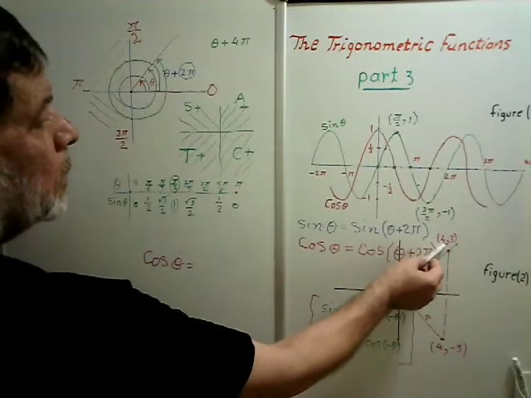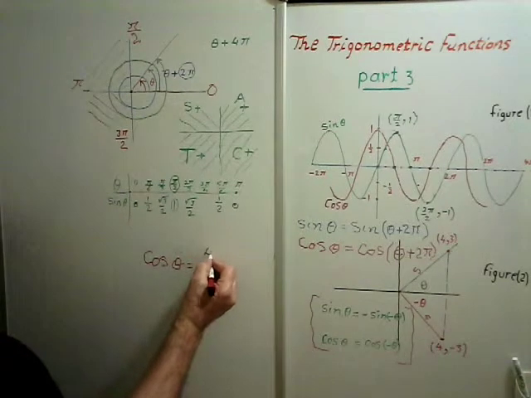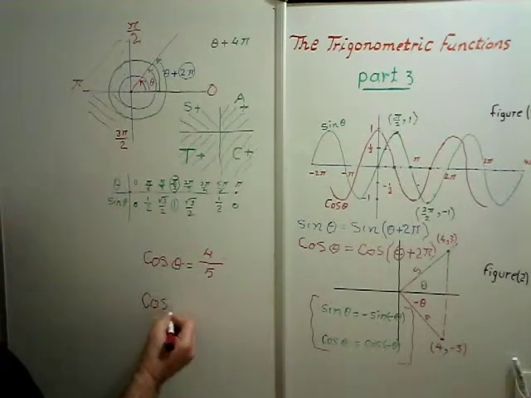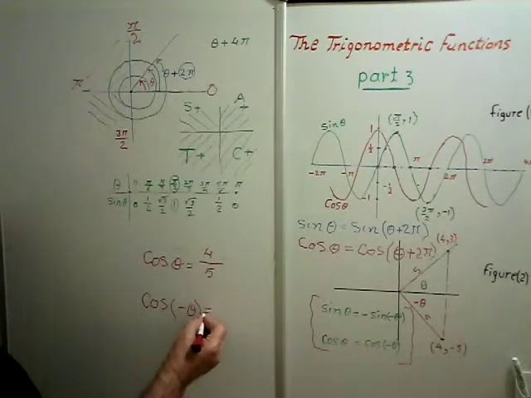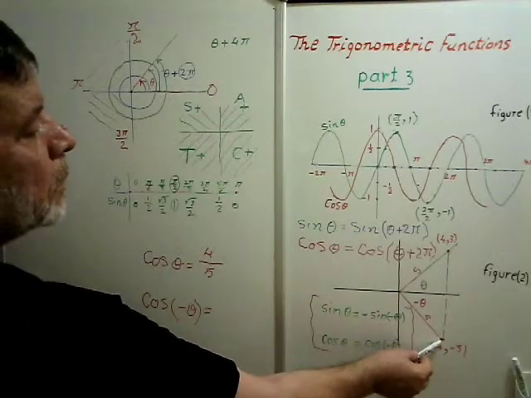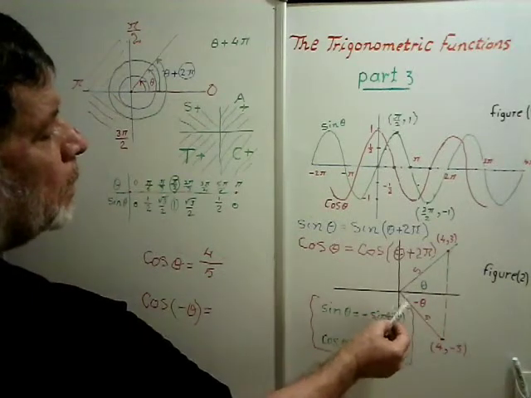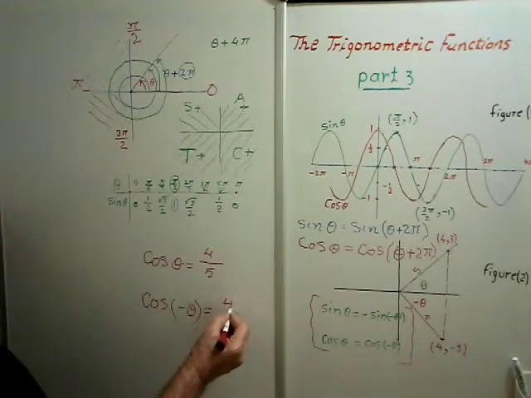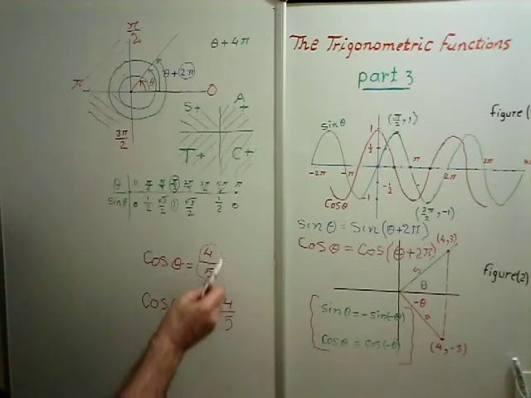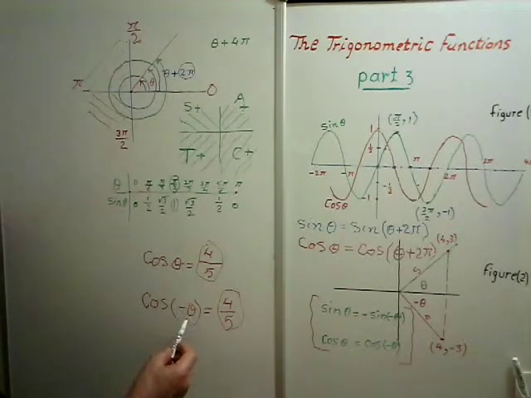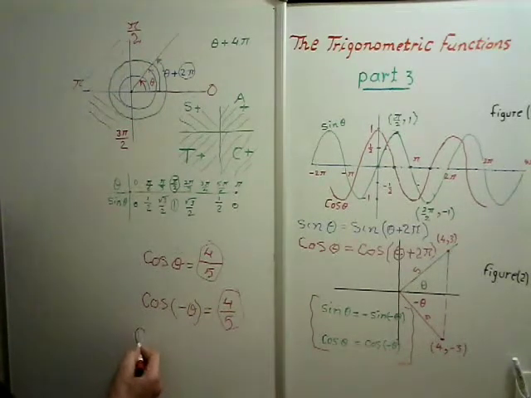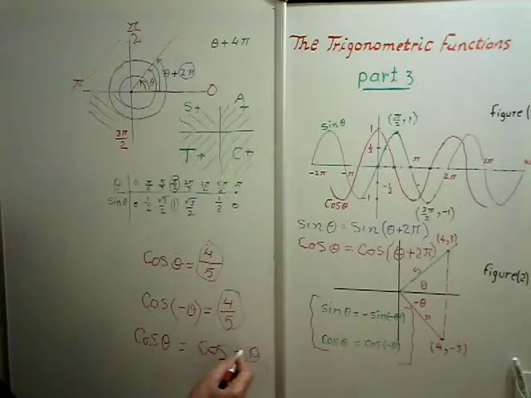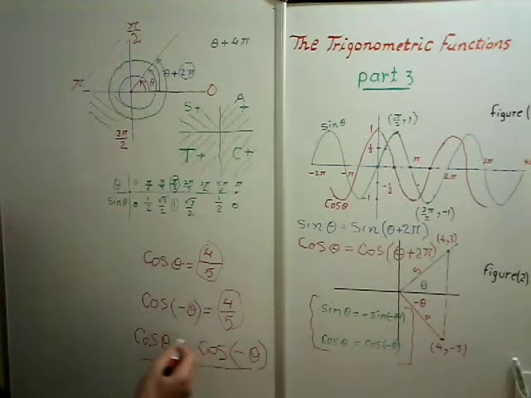Adjacent here is the first coordinate of the point, which is 4, over the hypotenuse 5. Cosine negative theta is also the adjacent over the hypotenuse. Adjacent here is the same coordinate, which is 4, over the hypotenuse 5. So it's the same value. When we replace theta with negative theta, we found the same result. That means cosine theta and cosine negative theta are the same. This means this function is even.